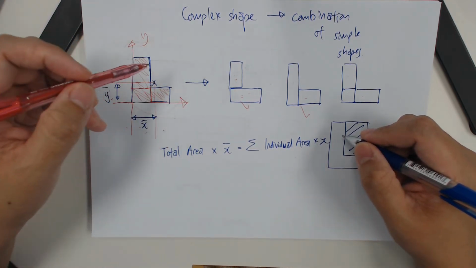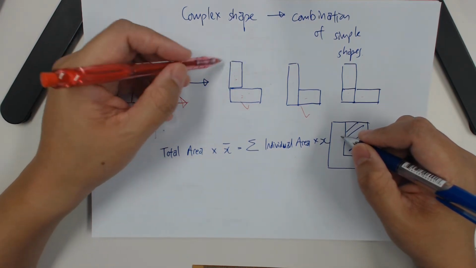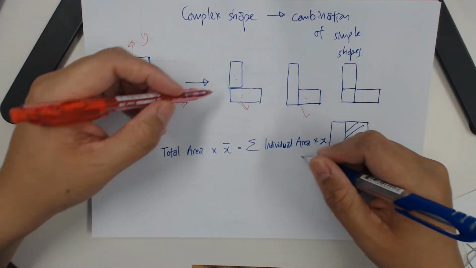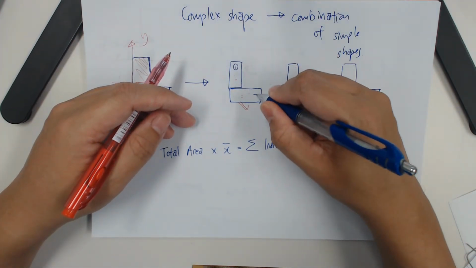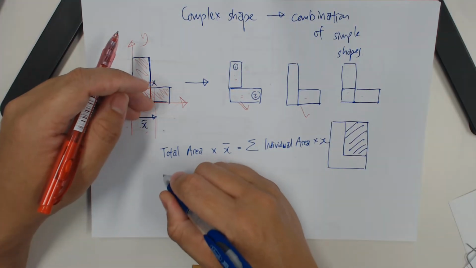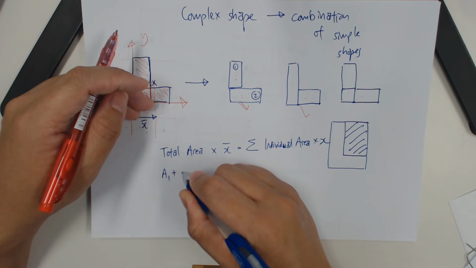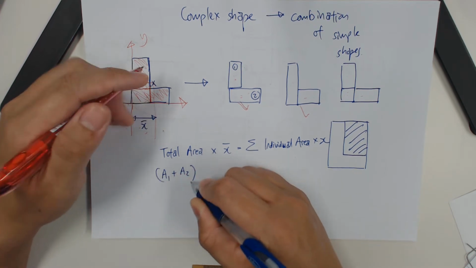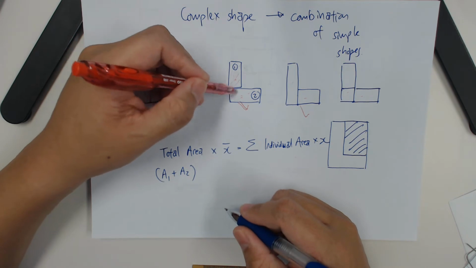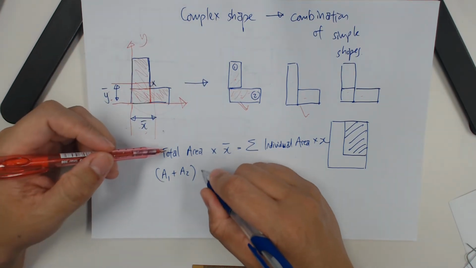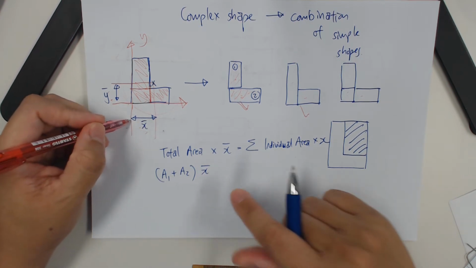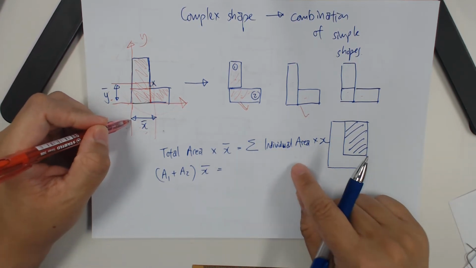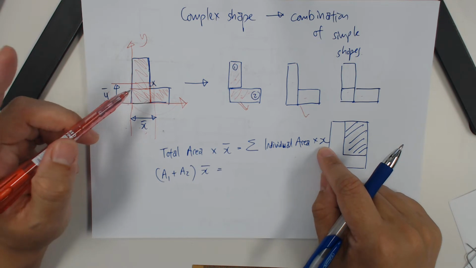Maybe we look at this first example here. Your total area, this is rectangle 1, this is rectangle 2, your total area will be A1 plus A2. And this x bar I want to find, I want to find what is this value here. It is equal to the sum of individual area and their own x bar.